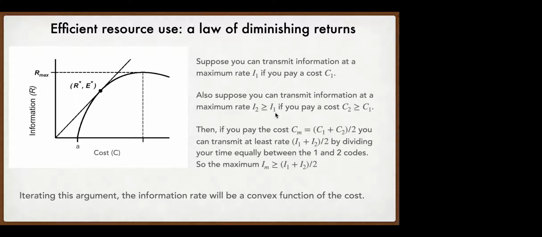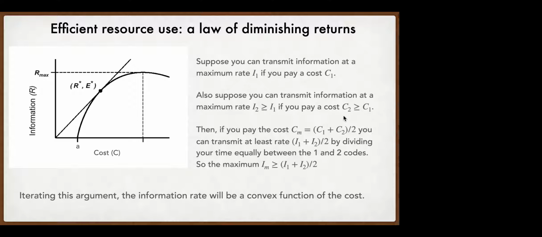It's natural you can transmit at a higher rate because you have more power, so you can do more things, you can use more symbols, etc. So that's the case. Now, you have 2 points. C1 corresponds to I1, and C2, the second, a higher cost, corresponds to a higher information rate, I2.